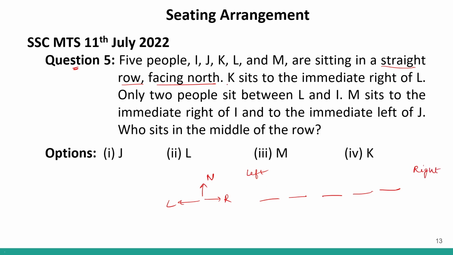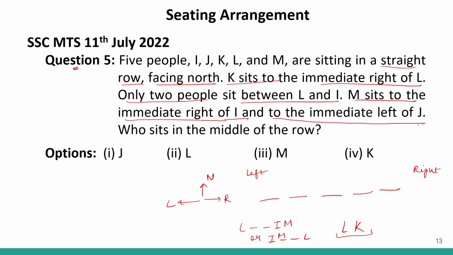The information says K sits to the immediate right of L. So K will come over here, immediate right of L. These are a pair. We have this information but we don't know where to place it yet. Only 2 people sit between L and I. Now this is also information we cannot use right now, because it could be like this or it could be like this. Correct? 2 possibilities are there. We cannot place it yet. M sits to the immediate right of I. So, immediate right of I means M will sit over here, and to the immediate left of J. So, immediate left of J means it will sit like this.